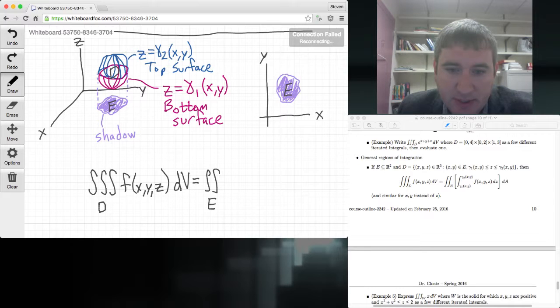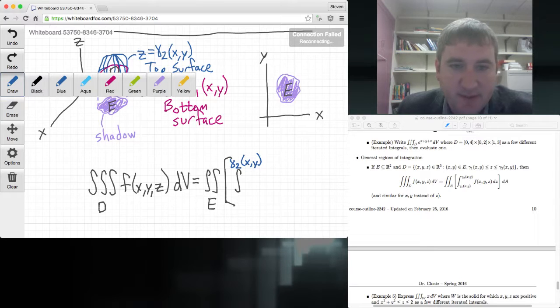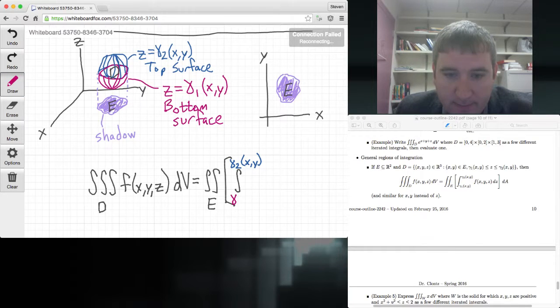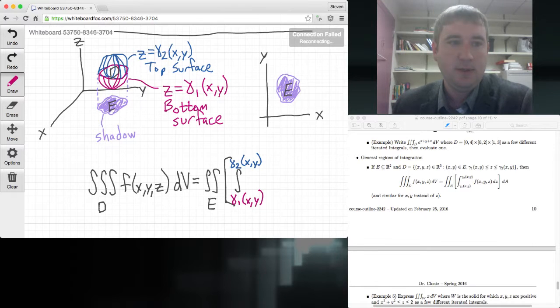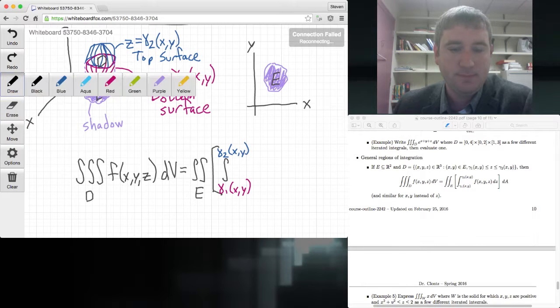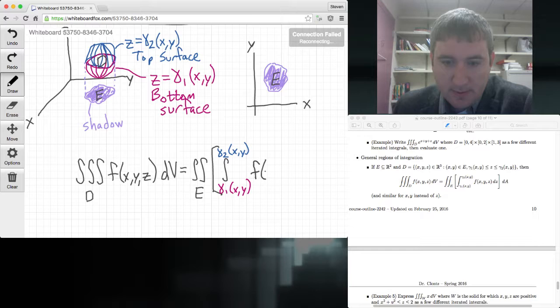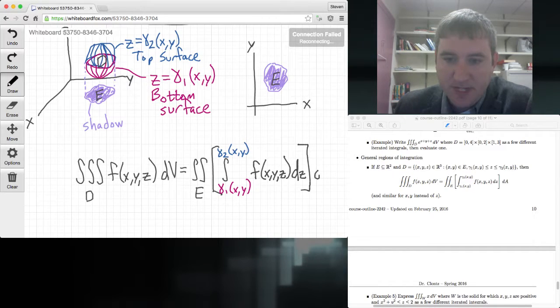The punchline is you can take the double integral over the shadow, and then you can do a single integral on the inside. And what do you put there? You put the top surface function of xy on the top. You put the bottom surface on the bottom. We're still going to be integrating f of x, y, z. And since we're plugging in x and y, we're integrating with respect to z. Z is equal to both of those things. And then we now have this boiled down to a double integral, so that will be dA.